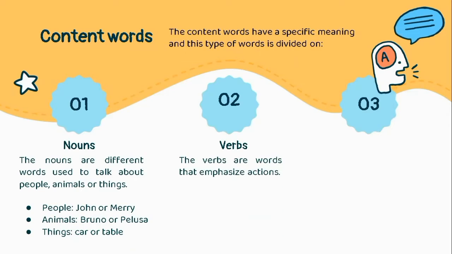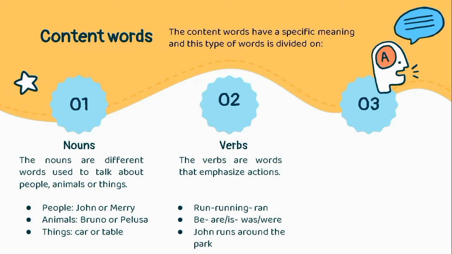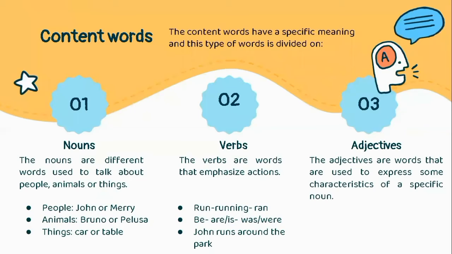Verbs. The verbs are words that emphasize actions, like run, running, ran, be, are or is, was, were, and John runs around the park. Adjectives. The adjectives are words that are used to express some characteristics of a specific noun, like beautiful, ugly, and Mary is intelligent.